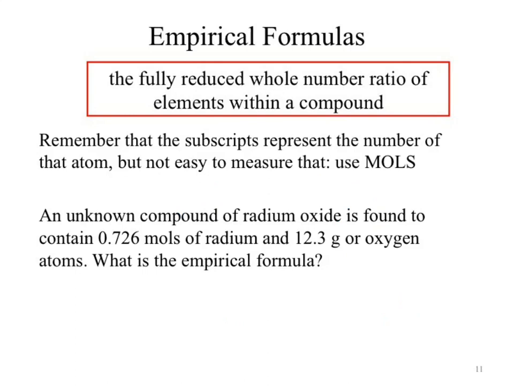If we have this unknown compound and we know it has 0.726 moles of radium and 12.3 grams of oxygen, what is our empirical formula? Well, our empirical formula gives us what? The ratio of moles of each of the elements, and it gives us the smallest whole number ratio. Okay, so what we can do is convert both of our numbers into moles.